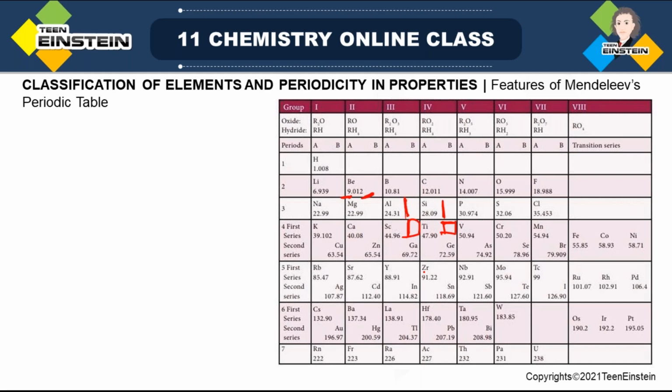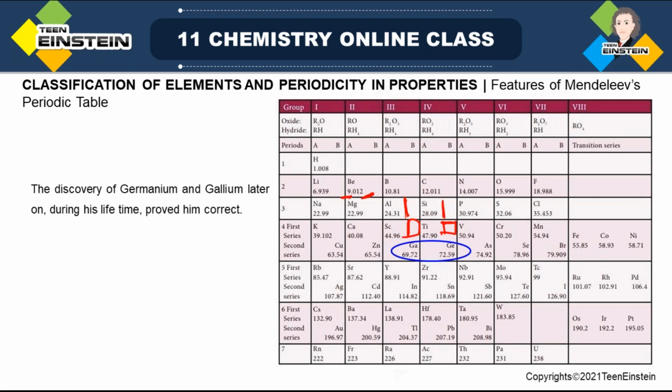So these two positions that I have just marked are actually the positions of eka silicon and eka aluminium, but later they were filled by gallium and germanium, which have exactly the same properties that were already predicted by Mendeleev at that time. So this is, you can say, the success of his periodic table. The discovery of germanium and gallium was much later compared to his time, not during his lifetime, but still the discovery proved him correct. So that is the success of his periodic table.